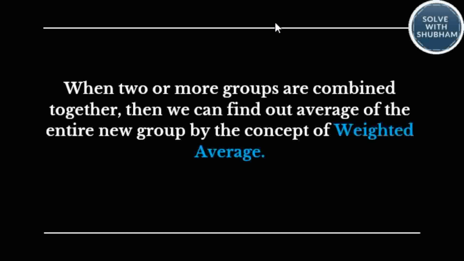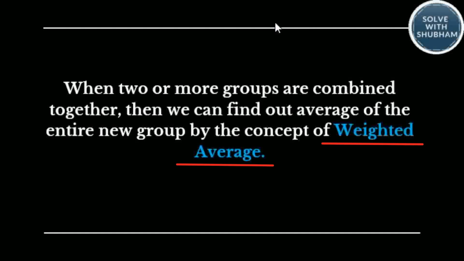When two or more groups are combined together, then we can find out the average of the entire new group by the concept of weighted average. So if weights are not given for different groups, we will have to assume that the weights are same. If it is given, then we will use the concept of weighted average here.